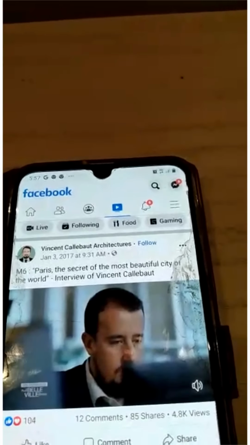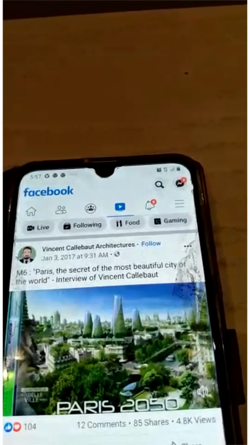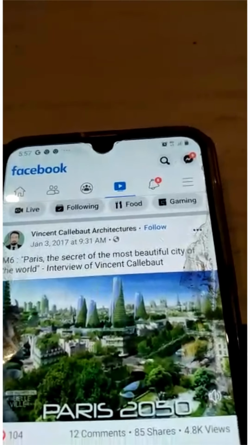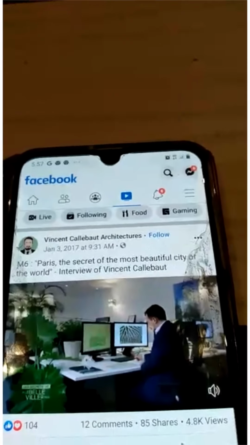Sur le projet du Grand Paris à l'horizon 2050. Et pour lui, l'avenir de la capitale passe irrémédiablement par une alliance avec la nature.